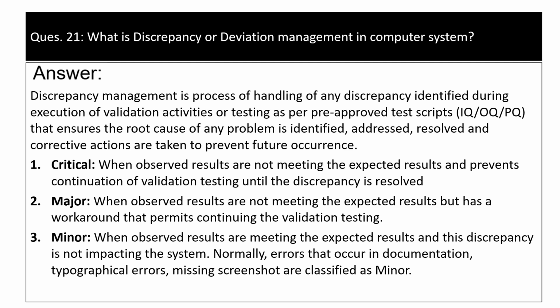Question number 21, what is discrepancy or deviation management in computer system? The answer will be, discrepancy management is the process of handling any discrepancy identified during execution of validation activities or testing as per pre-approved test script that ensures the root cause of any problem is identified, addressed, resolved and corrective actions are taken to prevent future occurrence. There are three major discrepancy categories, that is critical, major and minor.